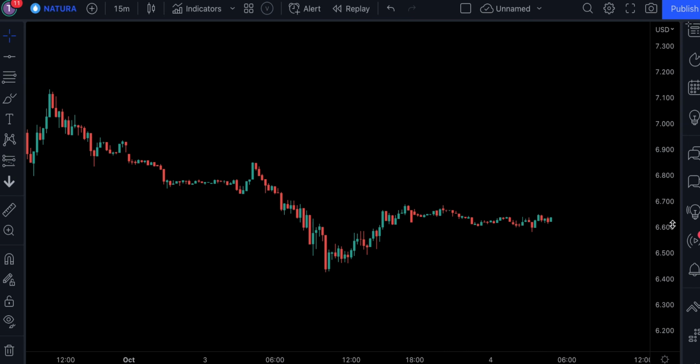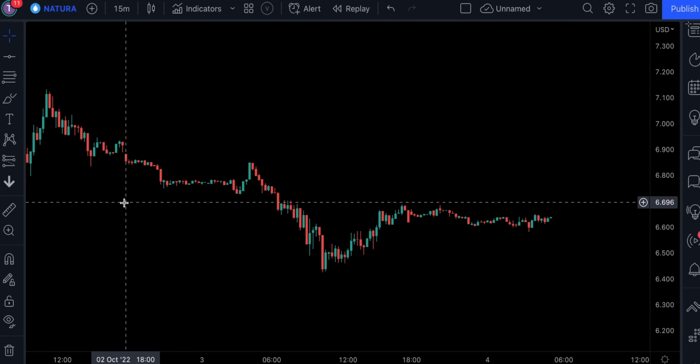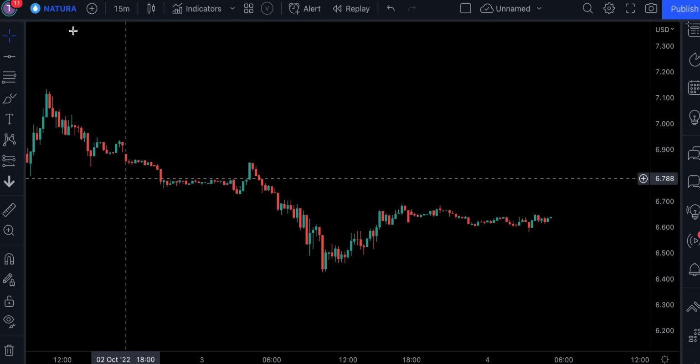Okay, so for this strategy you first need to open the TradingView chart and set the time frame to 15 minutes. The strategy works perfectly well on all markets that have a high level of liquidity. For this example we're going to be using the price of natural gas.